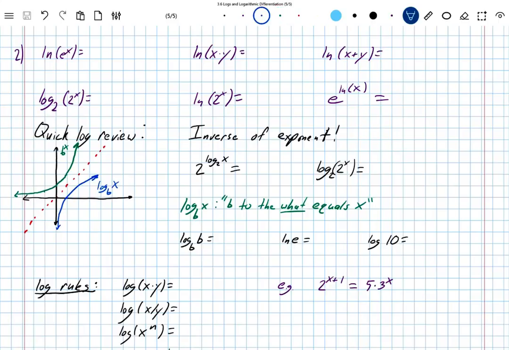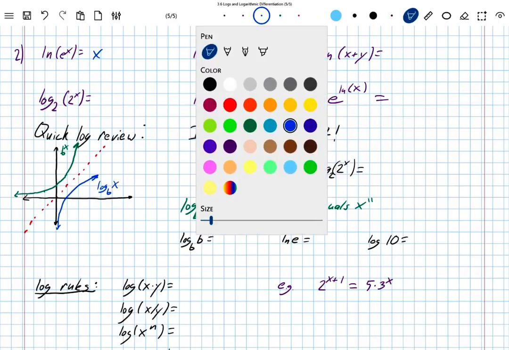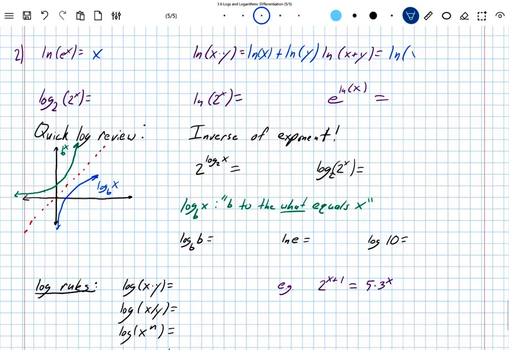So natural log of e to the x, those are inverses. They should undo each other. This really is just x. Okay, natural log of x times y, that's our old friend natural log of x plus natural log of y. Multiplying on the inside is the same as adding on the outside. Adding on the inside, you are stuck adding on the inside. You really can't do anything.